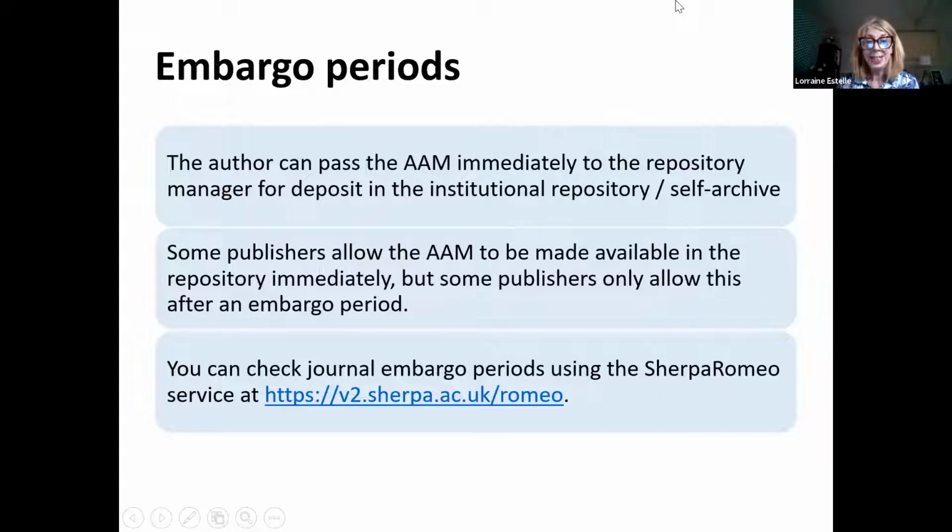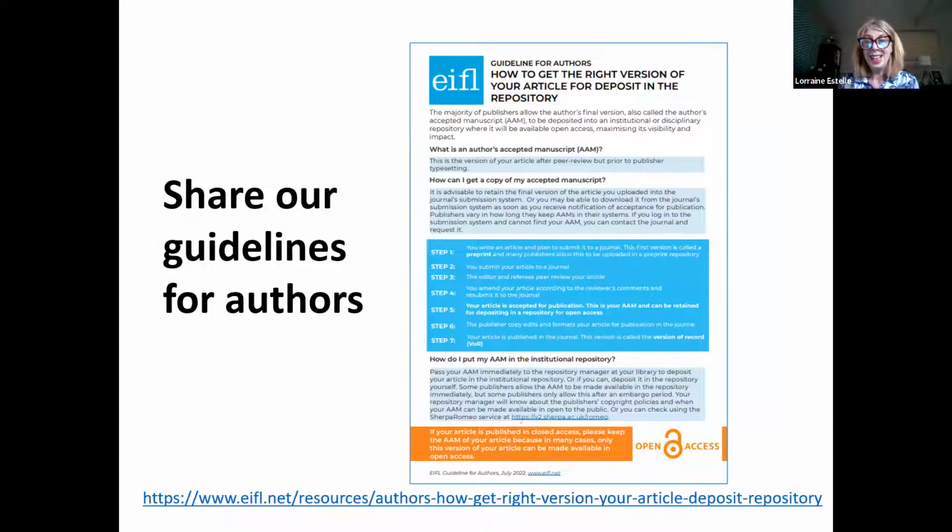But the good news is there's a really good tool that you can use to check a journal's embargo period. And that is by using the service Sherpa Romeo. And you can see we've given you a link here. And of course, that will be in the slides when you get them. As I say, this is quite a complicated landscape with all these different acronyms, all these different stages in the publication, and of course, the different embargo periods imposed by the different publishers.